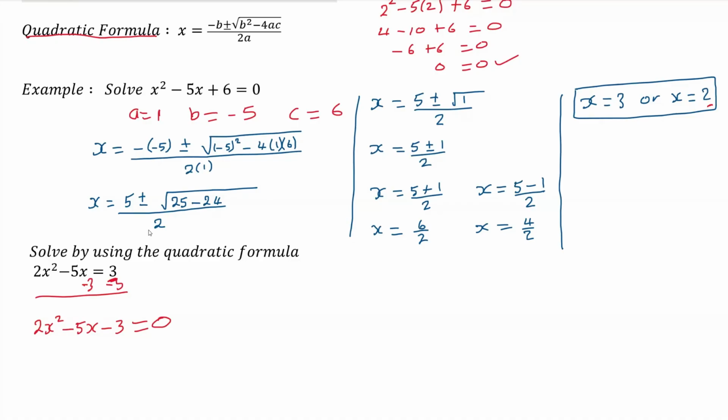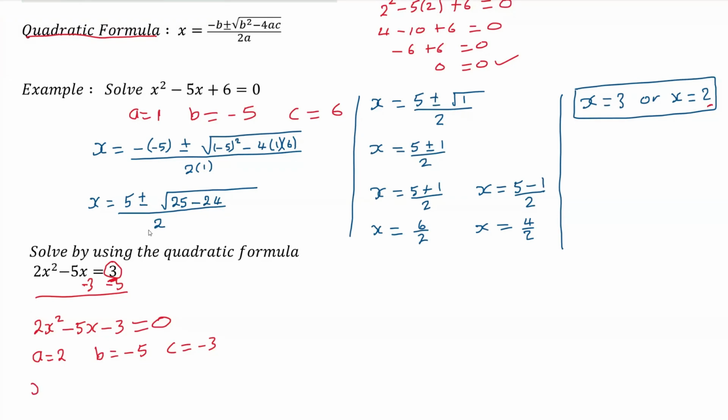Don't forget that. All right, so now we can say A is equal to 2, B is equal to negative 5, and C is equal to negative 3, right? Not 3. If you try to do it up here without moving the 3 over, you're going to think that C is positive 3 when it should be negative. All right, so now we need to substitute it in the formula.